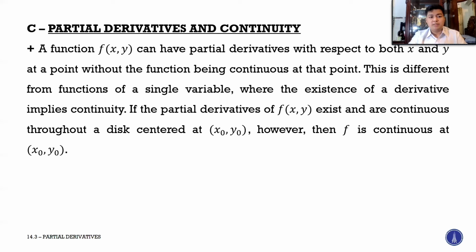Moving on to the next point, which is partial derivatives and continuity. A function f of x and y can have partial derivatives with respect to both x and y at a point without the function being continuous at that point. This is different from a function of a single variable, where the existence of the derivative implies continuity. If the partial derivatives of a function f of x and y exist and are continuous throughout a disk centered at x sub 0, y sub 0, then f is continuous at that point.